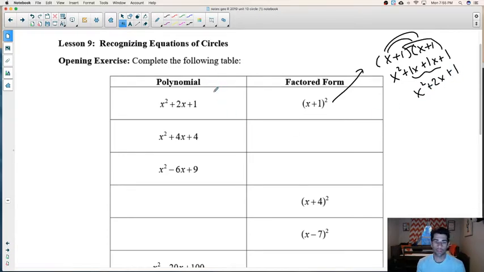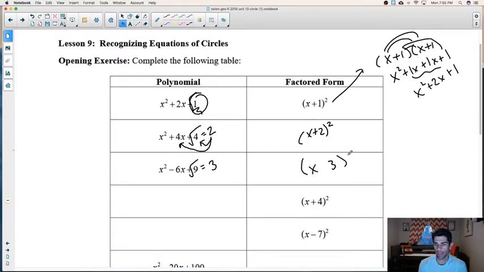So what's basically happening is you're just taking the square root of this c term here. Watch when I do it here: you have the square root of 4, which is 2. So 2 times 2 is 4, and 2 plus 2 is 4. So the factored form here would be (x plus 2) squared. All right? So what we're looking at are perfect square trinomials. Here the square root of 9 is 3, so now we're going to be using a 3.